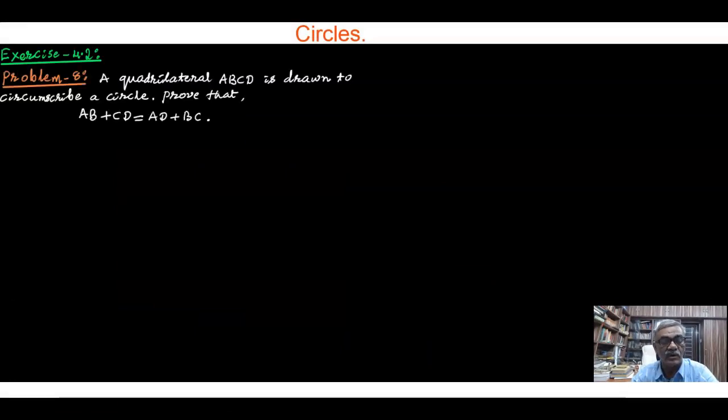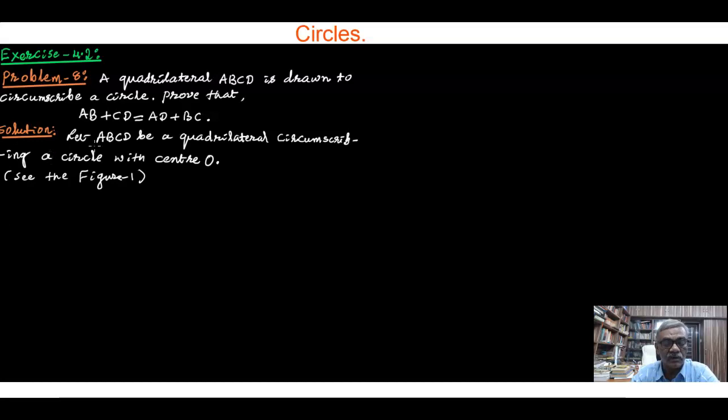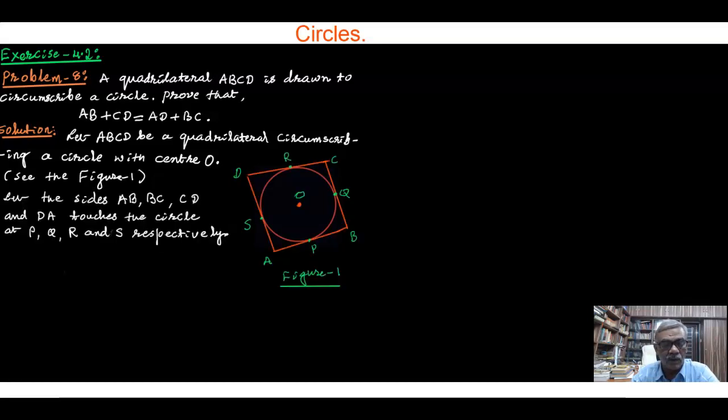Exercise 4.2, quadrilateral ABCD is drawn to circumscribe a circle. Prove that AB plus CD equals AD plus BC. Solution: let ABCD be the quadrilateral circumscribing a circle with center O. See the figure here. Now let the sides AB, BC, CD and DA touch the circle at P, Q, R and S respectively. And exactly what we wanted to prove: AB plus CD equals AD plus BC.